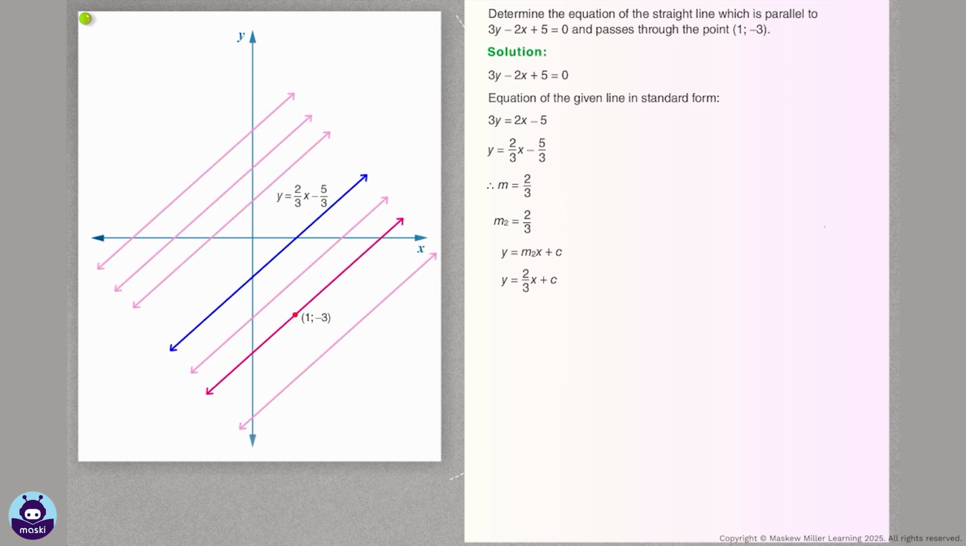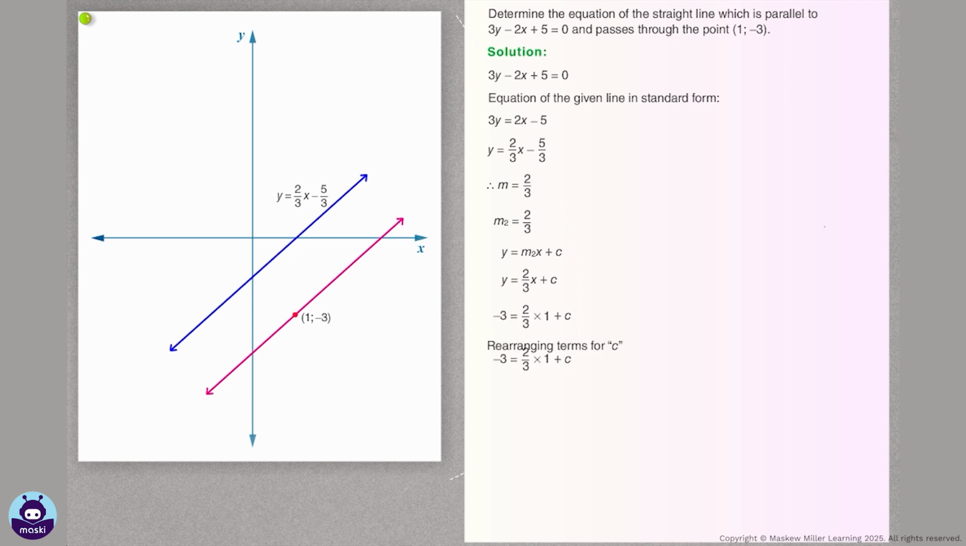We can have many lines parallel to the given line. We are required to find the parallel line that passes through the point (1, -3). We can substitute the coordinates of the point on the line in the standard form of the equation of the line to determine the unknown constant term of the equation. Negative 3 is equal to 2 over 3 times 1 plus c. Therefore, c is equal to negative 11 over 3.